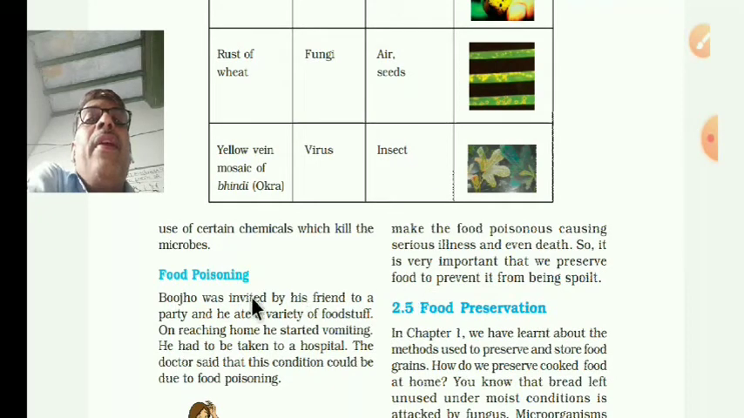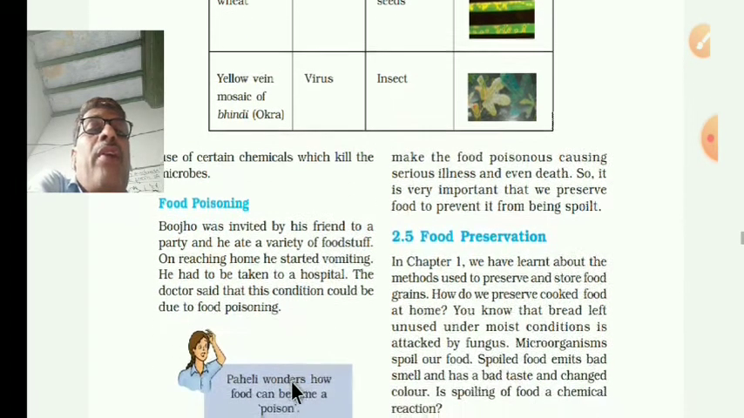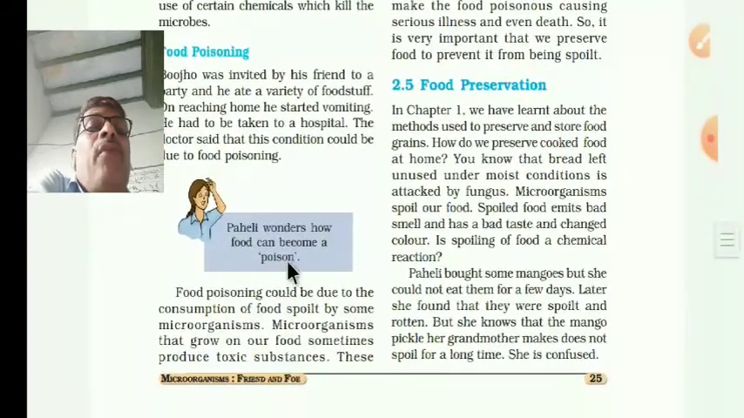Now, food poisoning. Bujo was invited by his friend to a party. He ate a variety of food items. On reaching home, he started vomiting. Then he had to be taken to a hospital. The doctor said that his condition could be due to food poisoning. Paheli wonders how food can become poisonous.